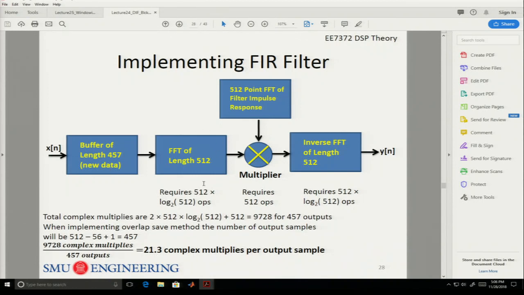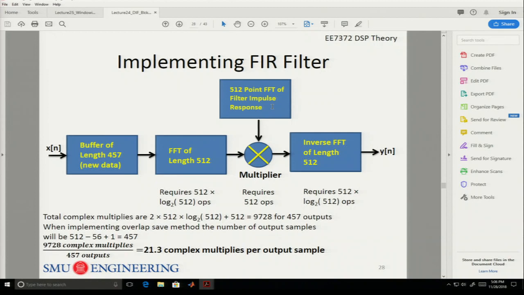We do an FFT, and that requires n log n. But we have to multiply that times what? The FFT of the filter impulse response, because we're doing the circular convolution, I guess. I guess FFTs do circular convolution, but we're making the FFT length long enough to do linear, right? So we end up with a 512-point FFT impulse response here.